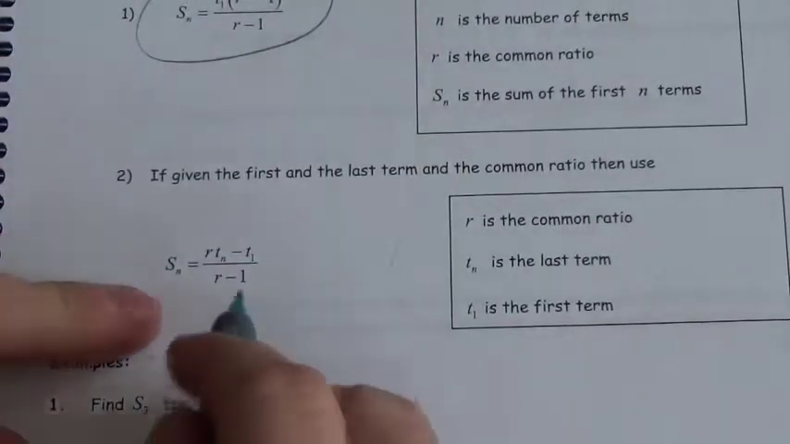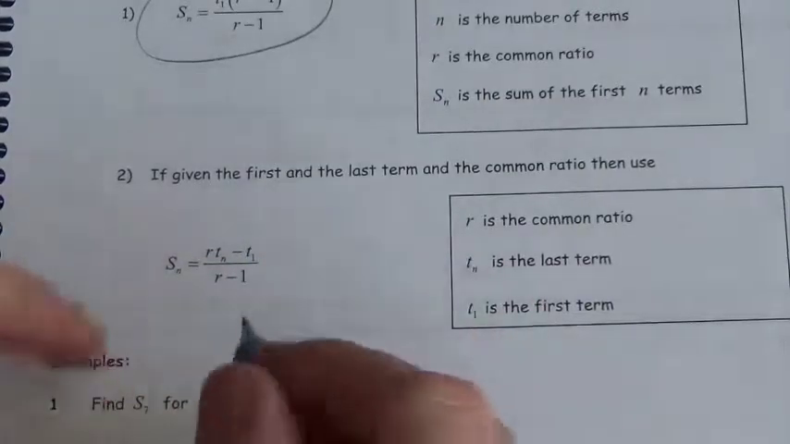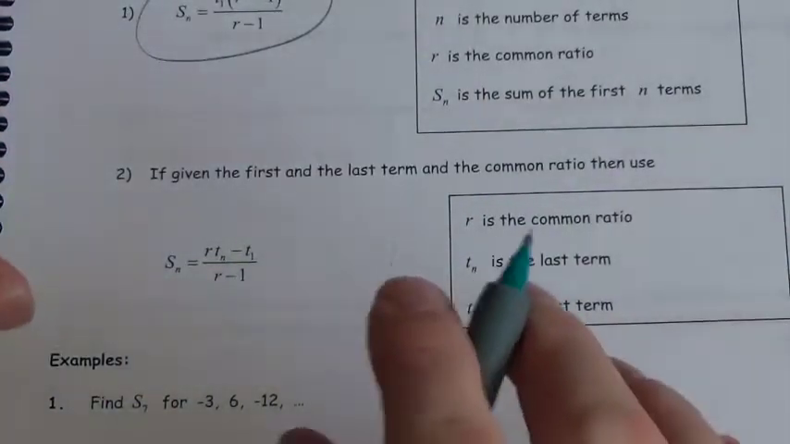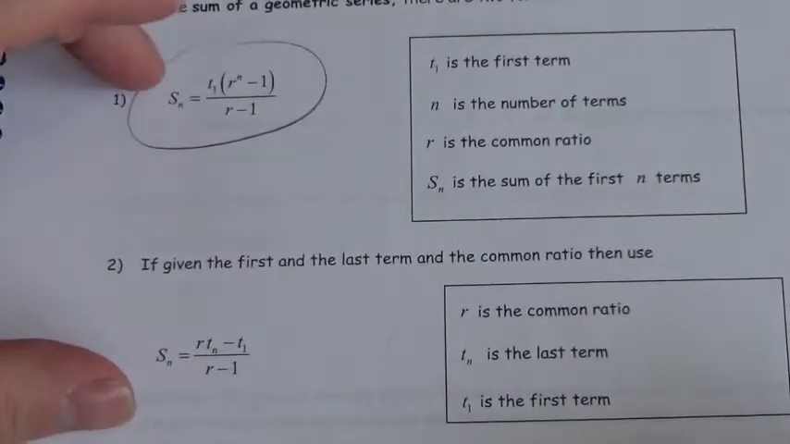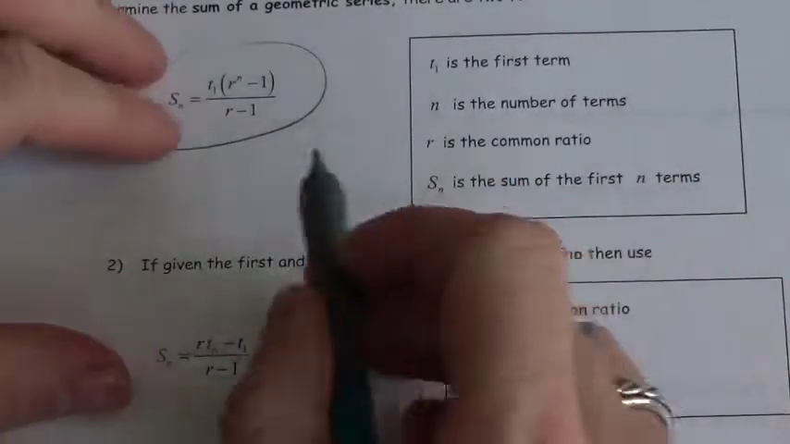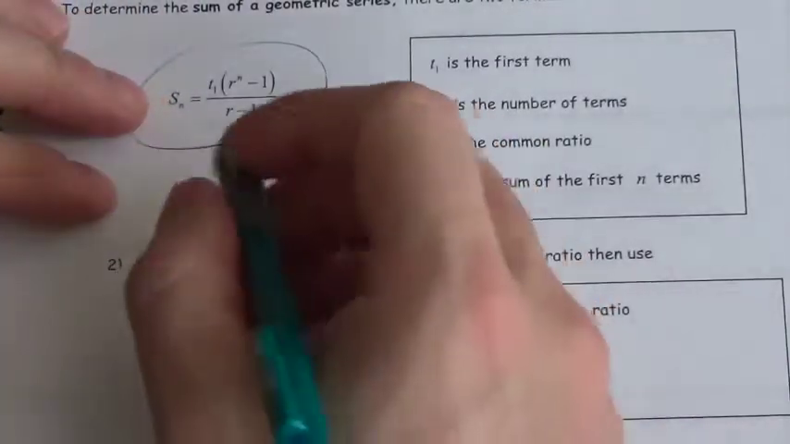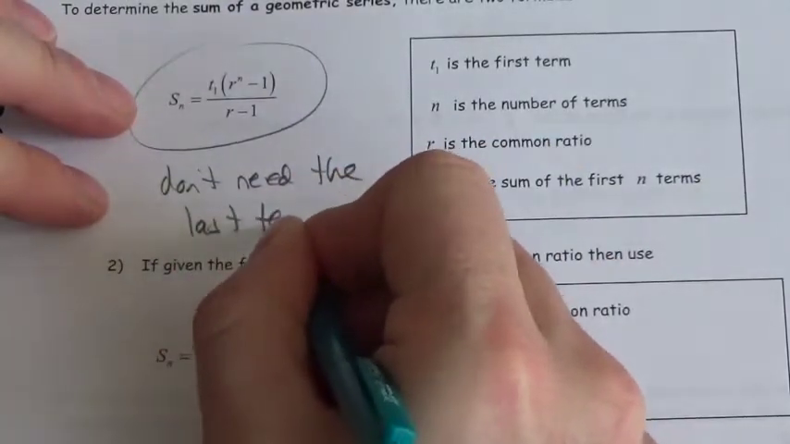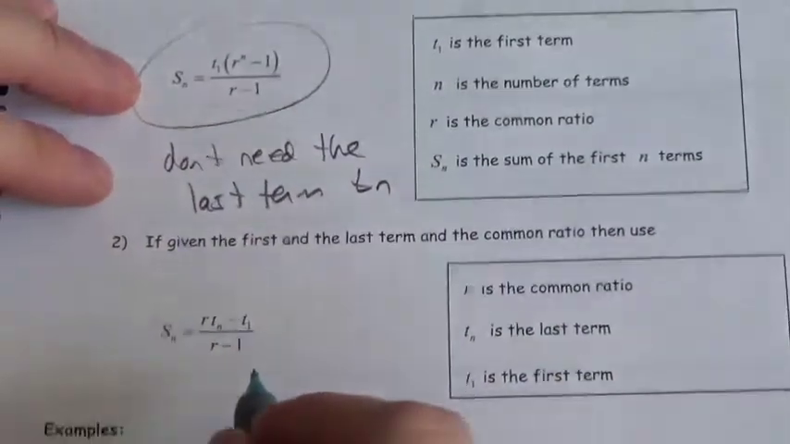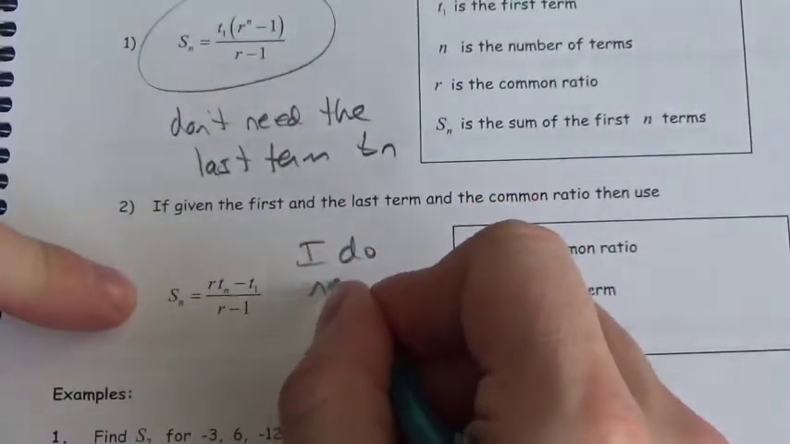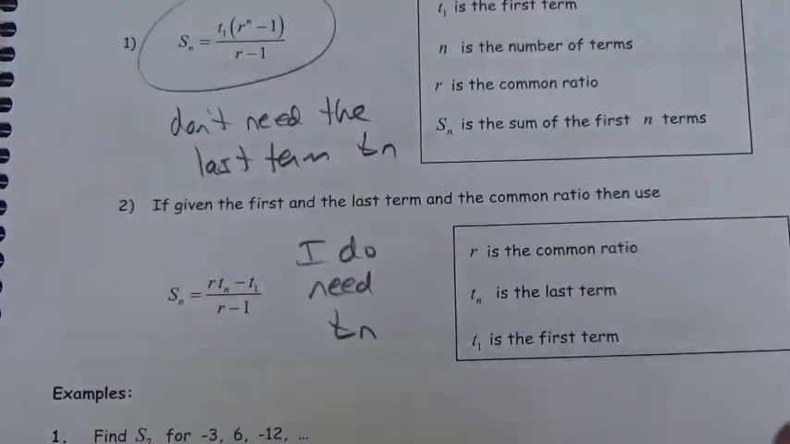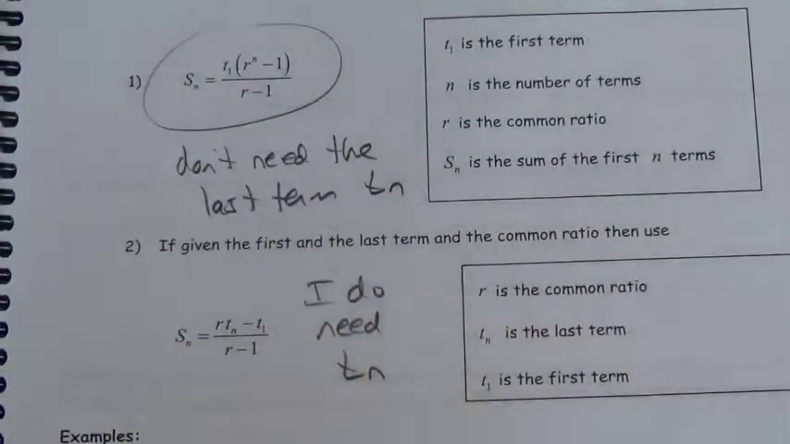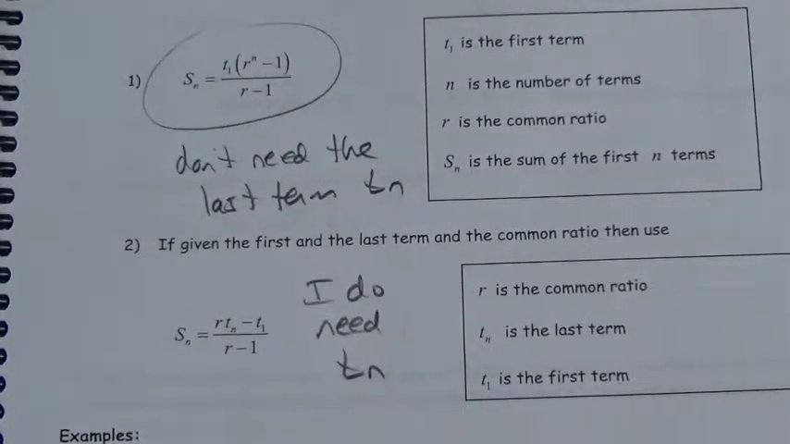In the workbook that we've been working from, they set it up as (rTn minus T1) over r minus 1. It doesn't matter. But notice that just like with arithmetic series, we've got two different formulas here. This one, I don't need to know what the last term is. I don't need the last term, or the Tn. But here, I do need Tn, or the last term. Now, from this point on, really what we're doing is just working through problems, and I want to show you several different ways these questions could get asked and things you've got to look out for. So let's do some examples.